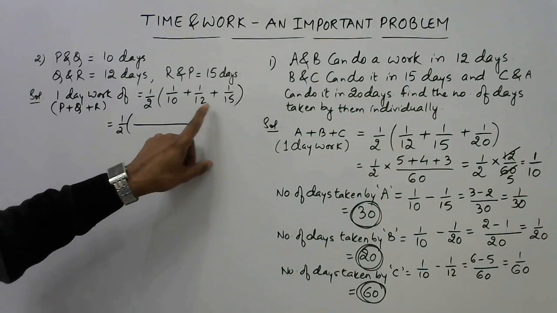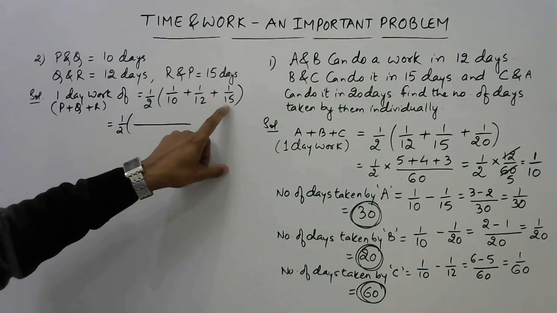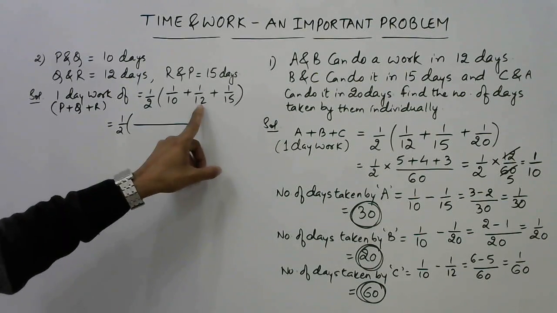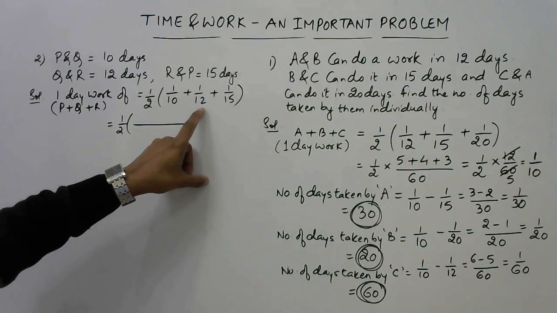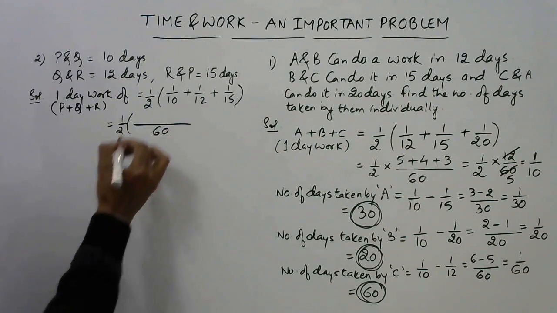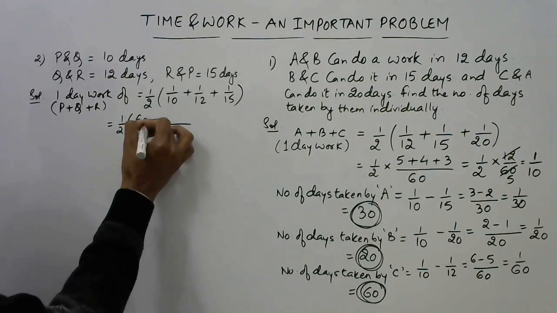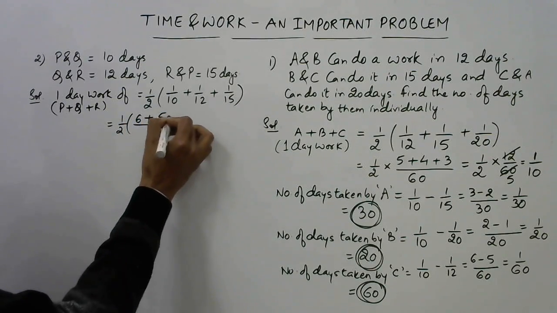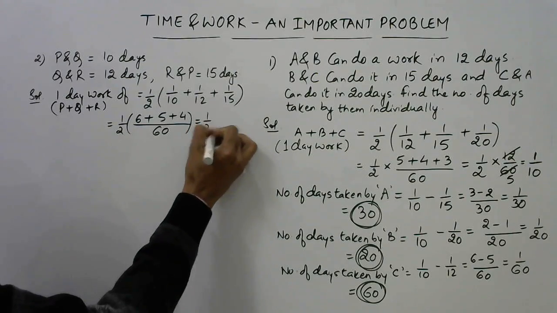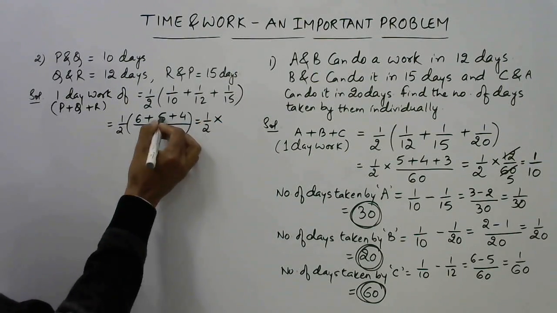See, 12 5s are 60. So for 12 and 15, 15 is not divisible by 12. 30 is not divisible by 12. 45 and then 60. 60 is divisible by 12 and divisible by 10 also. So we have the LCM 60 again. So this is 10 6s are 60, 12 5s are 60, 15 4s are 60. So this is half of 6 plus 4 plus 5, that is 15.